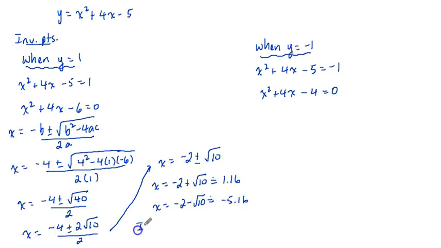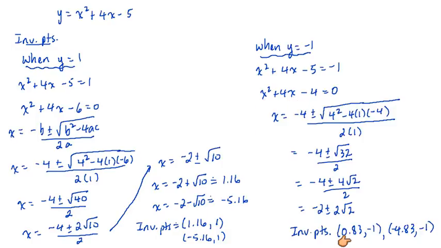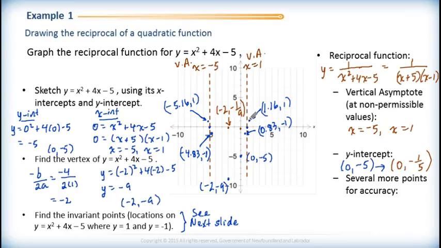So we've got invariant points at approximately (1.16, 1) and (-5.16, 1). We've got another set of invariant points from this equation, so I'll just work it out and put the answer there. So here are my invariant points when y is equal to negative 1. So we put those points back on our graph. I'll also color them brown so we know that they go on our reciprocal graph as well as our parabola. So there are the 4 of them.